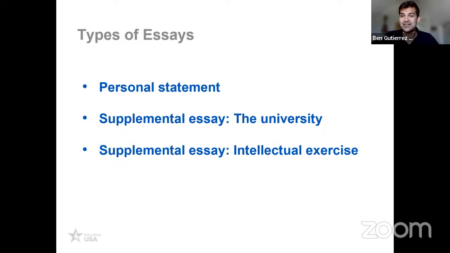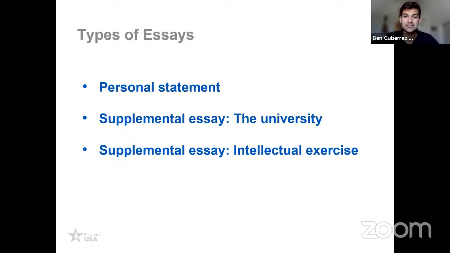This is an essay that is typically going to go to every university that you send the application to. So at a very base level, this shouldn't have a specific university's name on it because you might send it to a number of different schools, and so it should be an essay that can be sent to all of them. The second type of essay is a supplemental essay.